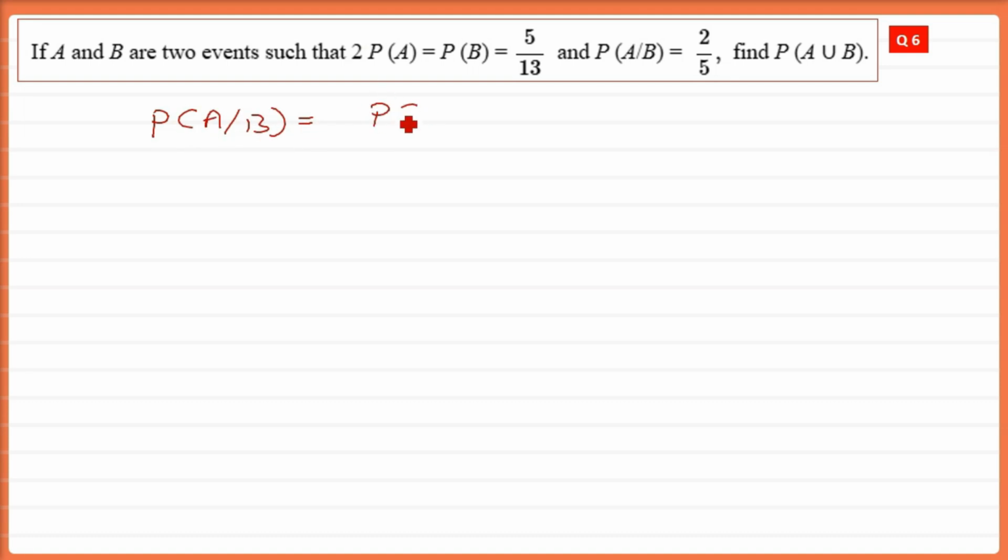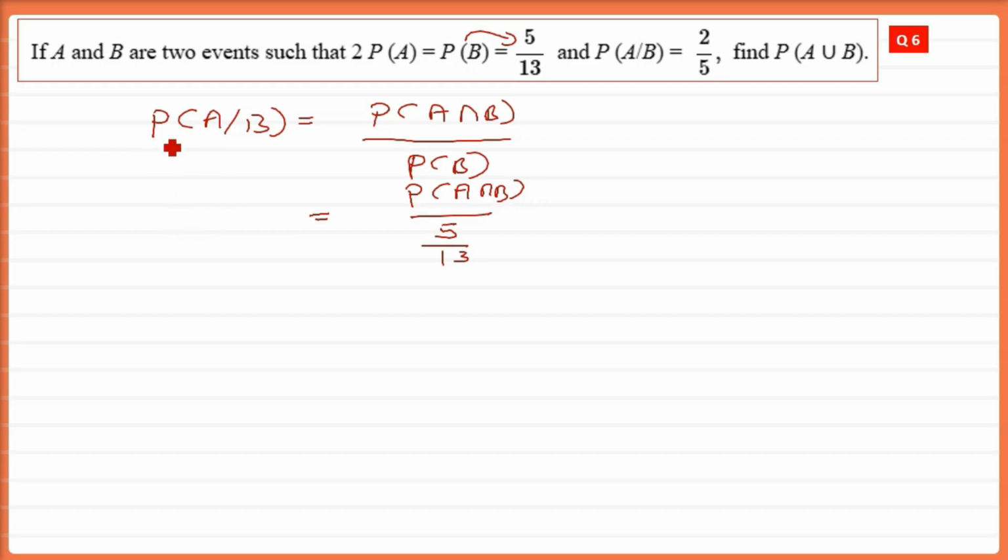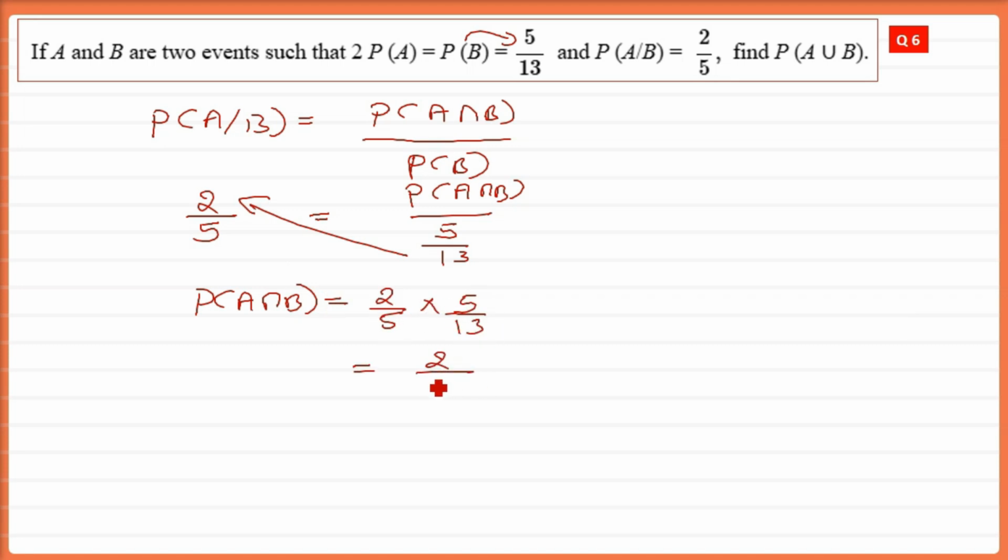This P(A|B) is what we need to find out, and for that we need the intersection in the numerator, that is P(A ∩ B), and the denominator will be P(B). Now P(B) is already given, 5 by 13. That can be written in the denominator until we find out P(A ∩ B). This P(A ∩ B) needs to be computed, because P(A ∪ B) also needs it. But this P(A|B) is already given, which is 2 by 5, so multiply across. So P(A ∩ B) comes to be 2 by 5 into 5 by 13, which is 2 by 13. So P(A ∩ B) we have achieved.